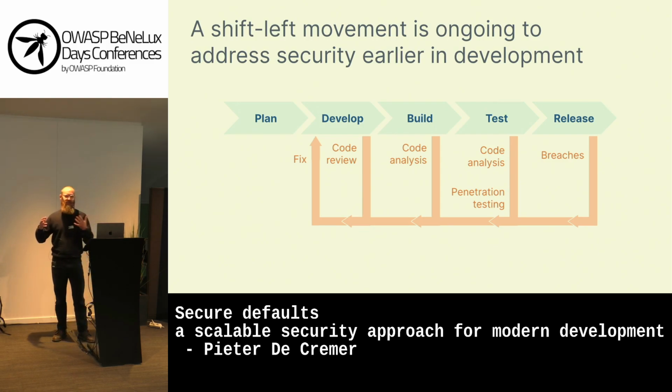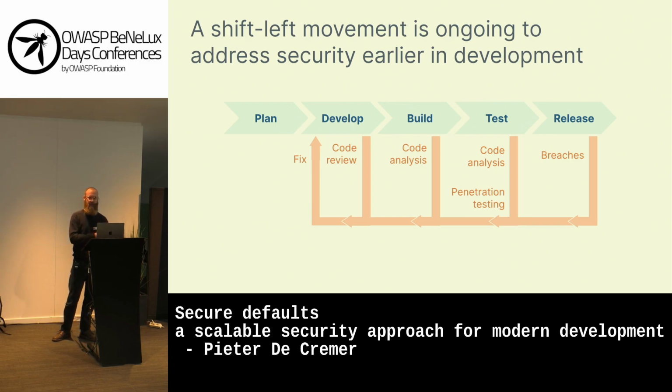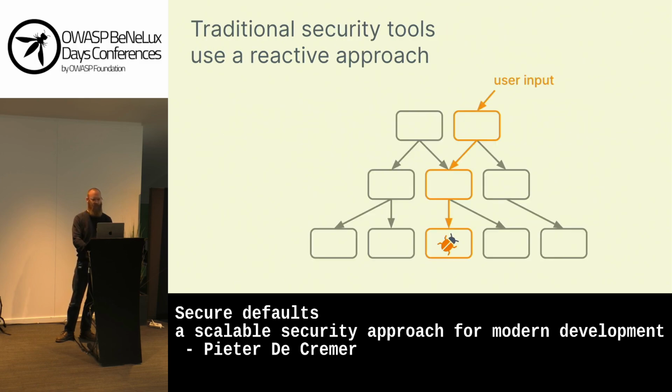And so what is happening is a shift left movement where we are automating these tools in PRs and closer to the developer, but fundamentally we are still using this reactive approach. We are scanning finished code and telling them what's wrong with it, instead of proactively trying to help them write it securely from the start. And this is because these traditional security tools use a reactive approach.